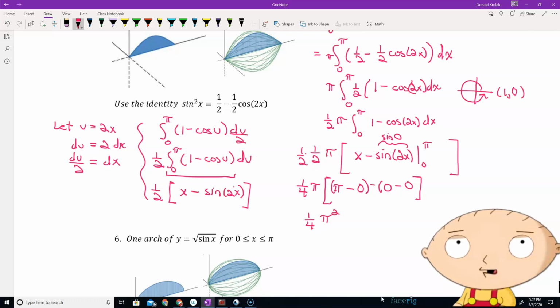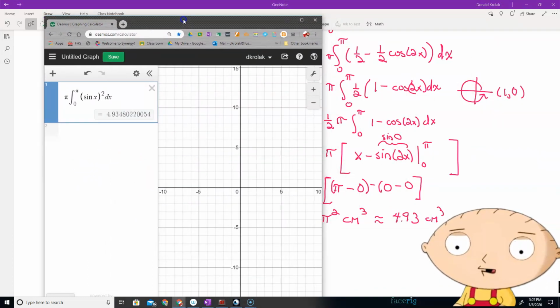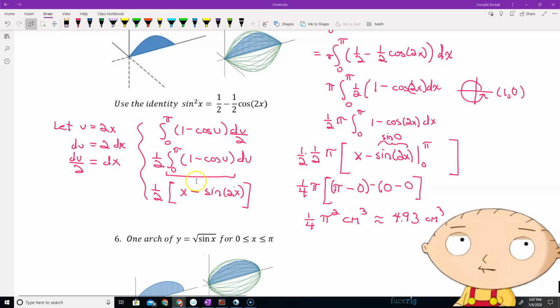This is all a pi, so this is simply pi squared, units cubed. And if we work that out, we would get roughly 4.93 cubic units. And here it is, just simply plugged into Desmos. And we can use that to confirm our solution.